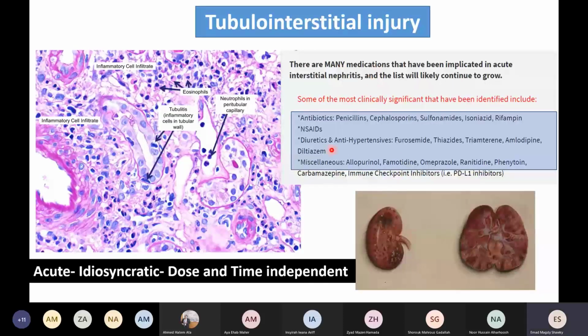As you see, nonsteroidals can cause injury by any mechanism, but the hemodynamic is number one, the interstitial is number two, and the interstitial can be acute or chronic. It's clear now? Okay.